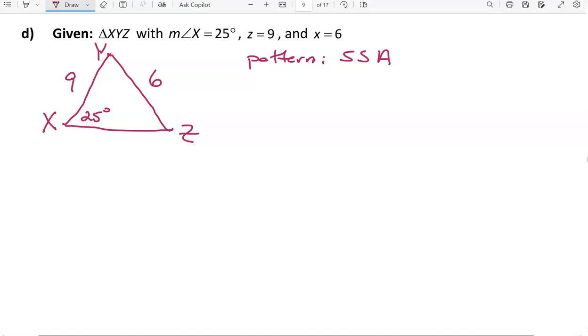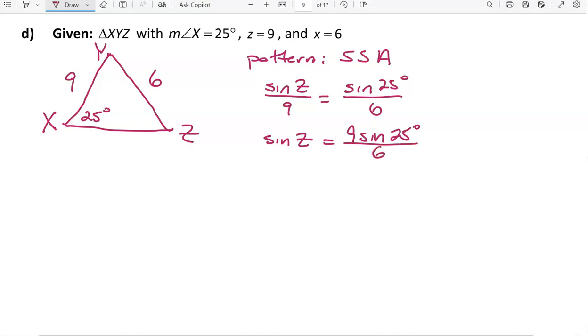All right, so to set up the law of sines, we need to start with the sine of angle Z divided by the opposite side measure 9 is equal to the sine of 25 degrees divided by the opposite side measure 6. If we just multiply both sides by 9, sine of angle Z is equal to 9 sine of 25 degrees divided by 6. And measure of angle Z is equal to the inverse sine of 9 sine 25 degrees divided by 6.